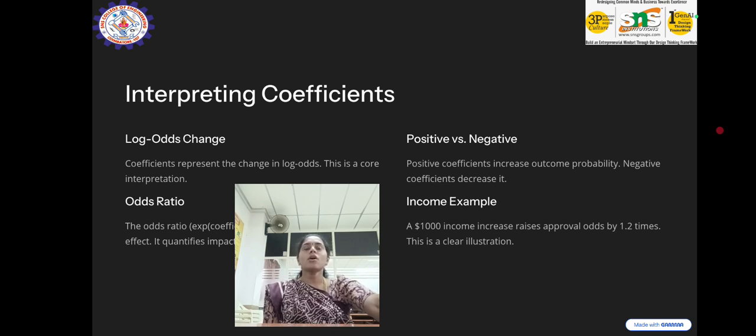We often convert log odds to odds ratio by exponentiating the coefficient. Odds ratio is e power coefficient. If the odds ratio is greater than 1, the variable increases the likelihood of the outcome. If less than 1, it decreases it. A positive coefficient indicates a positive relationship with the outcome, and a negative coefficient indicates a negative relationship. For example, a coefficient of 0.182 implies that the odds ratio is around 1.2, meaning that a 1 unit increase in the feature multiplies the odds by 1.2. This gives a clear, intuitive understanding of how much impact a feature has.